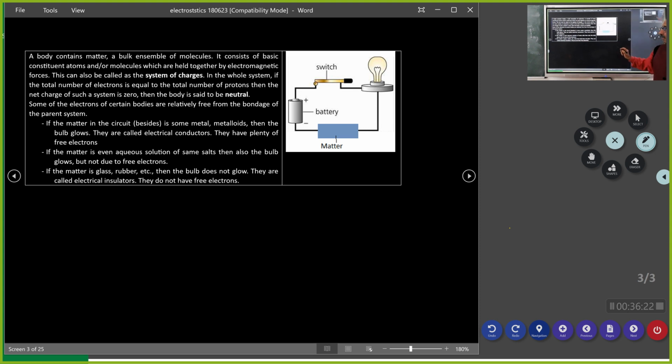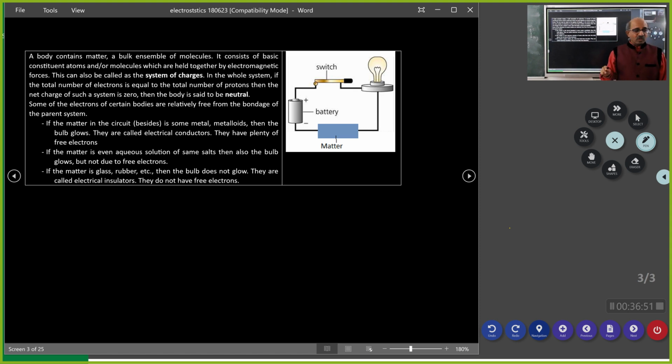They are called electrical conductors. They have plenty of free electrons. Got it? Now, if the matter is even an aqueous solution of some sort, supposing you take distilled water, it is a bad conductor of electricity. You put one spoon of salt in that, then it becomes a good conductor of electricity. So if the matter is even an aqueous solution of some salts, then also the bulb will glow.